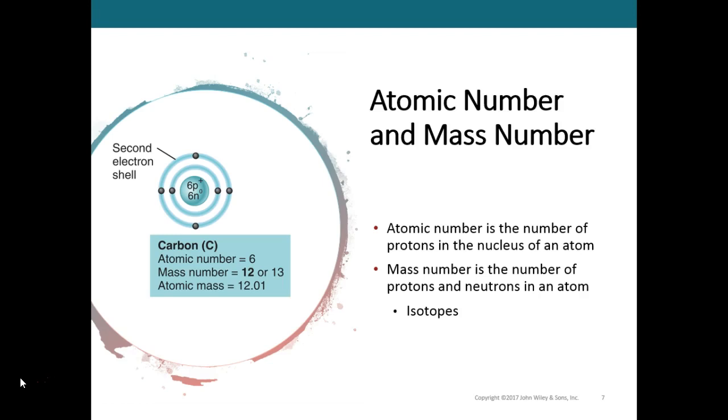The mass number of an atom is the number of protons plus the number of neutrons in an atom. So you see here in our example of carbon, we have 6 protons and 6 neutrons, so a mass number of 12. Now this is in the normal atom. There are times when we have a different number of neutrons in the nucleus, and those create isotopes. So isotopes are atoms of an element that have a different number of neutrons, so their mass number is different.